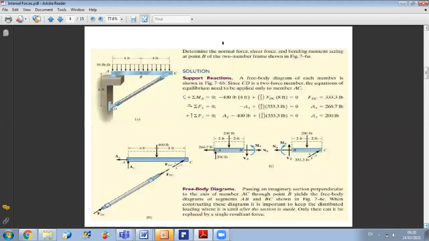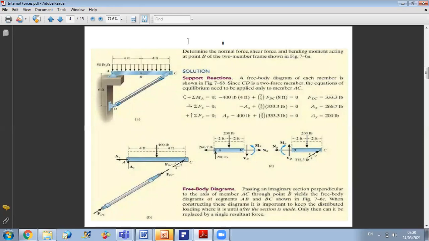Let us do some problems to practice on internal forces. So we have here a beam subjected to a distributed load. We want to determine the normal force, shear force, and bending moment acting at point B of the two-member frame shown in the figure.